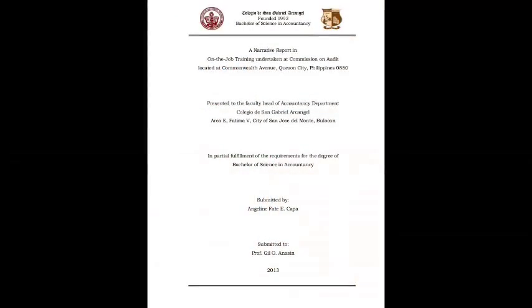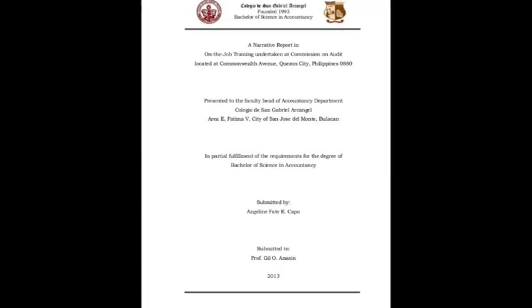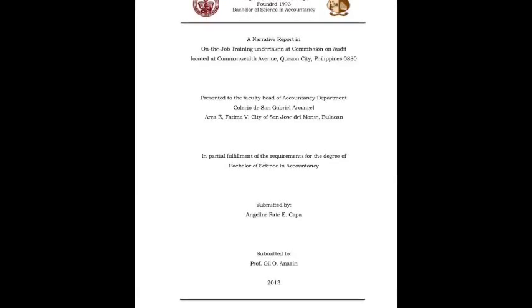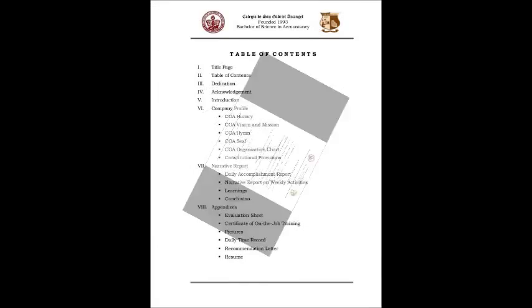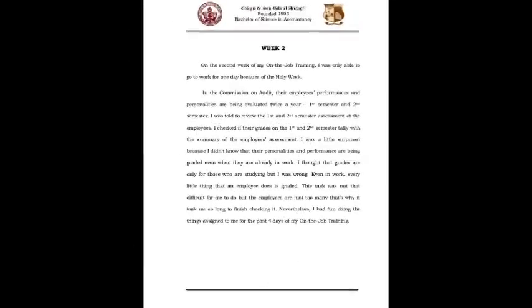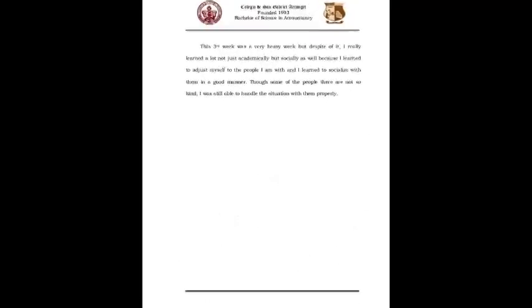Here is an example of the narrative report. As you can see, in the first part of the narrative report, the title page is where you can find the letterhead and the heading, which is located at the topmost part of this page. Next is the approval sheet, table of contents, dedication, acknowledgement, and the introduction. Our example is a week-to-week narrative report which starts with the summary of week 1, then the whole activities that were done over the week, as well as the preceding weeks. Our example is composed of 6-week daily work activities.